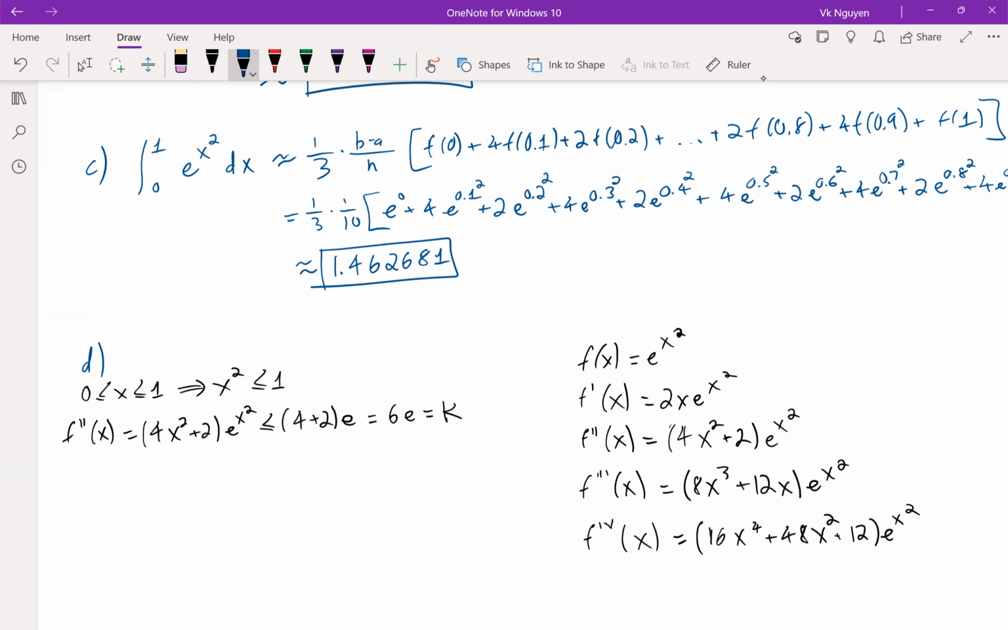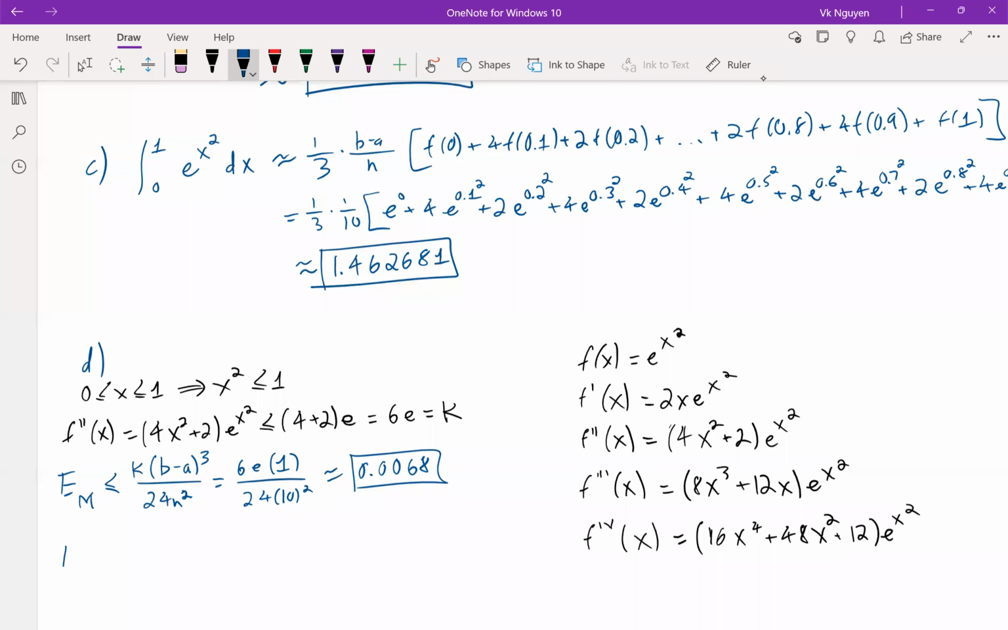Now we are ready to figure out the error using the midpoint sum or midpoint rule. Use the formula k times (b minus a) to the power 3 over 24n squared. That is e times 1 over 24 times 10 squared, and that is approximately 0.0068.